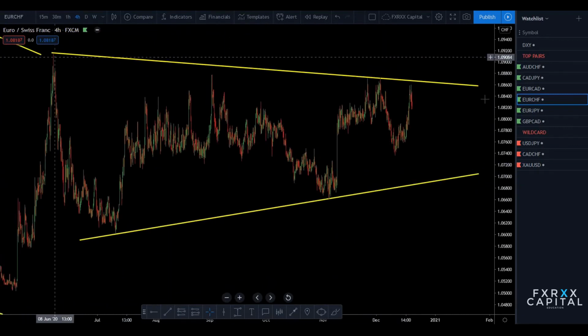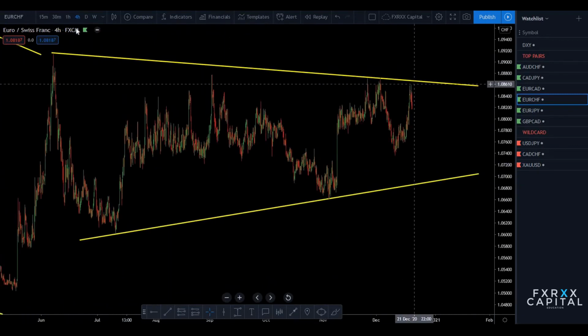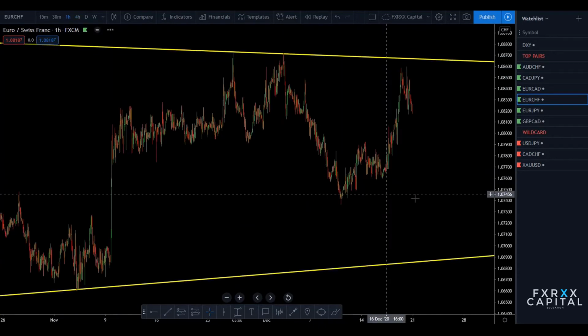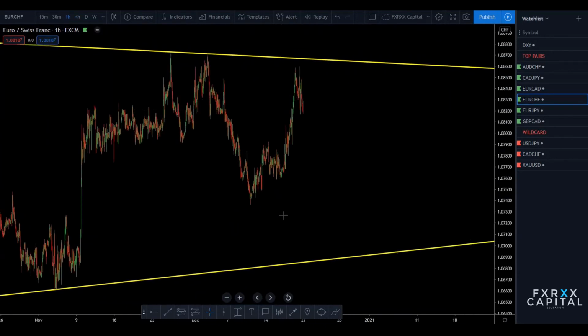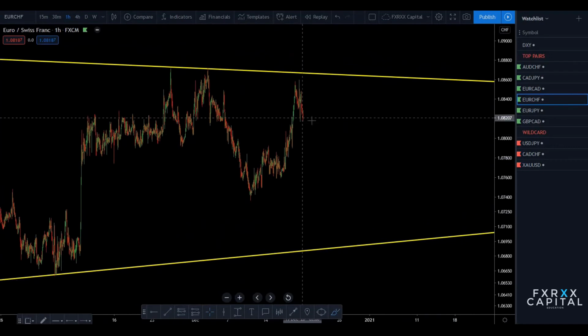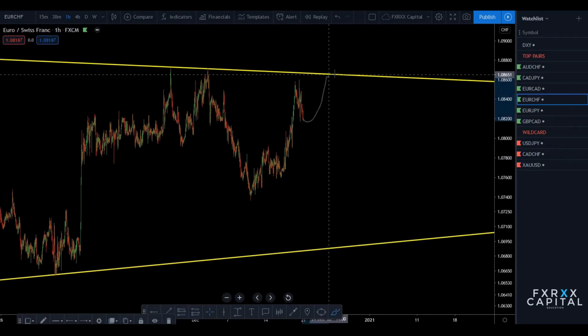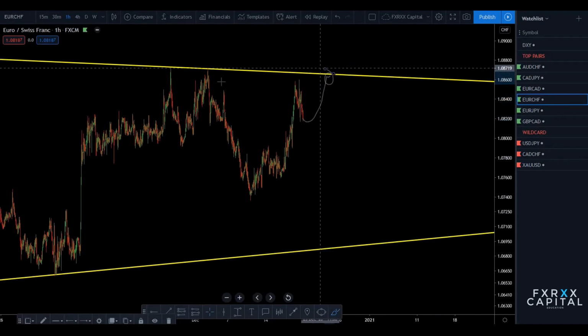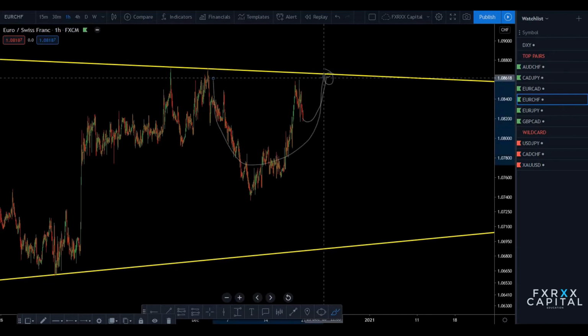In 4 hours, you can see one touch, second touch, price approaching this area again. What I'm looking for is price approaching to the upside again. Create any formation from here. It will be a big double top or a big arc.